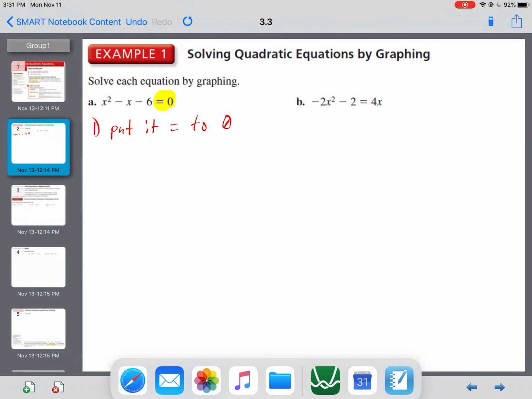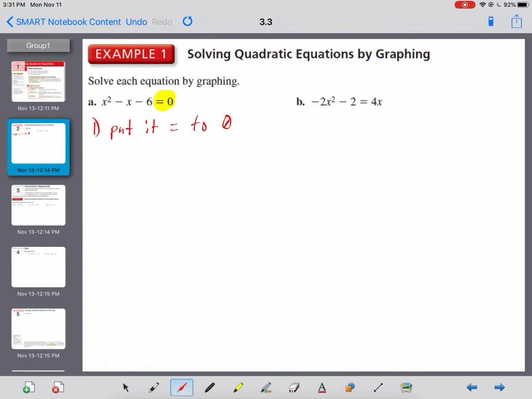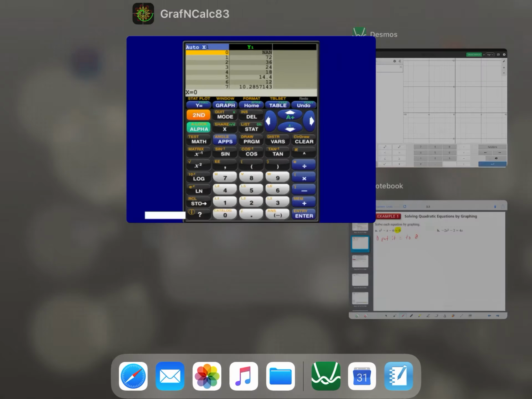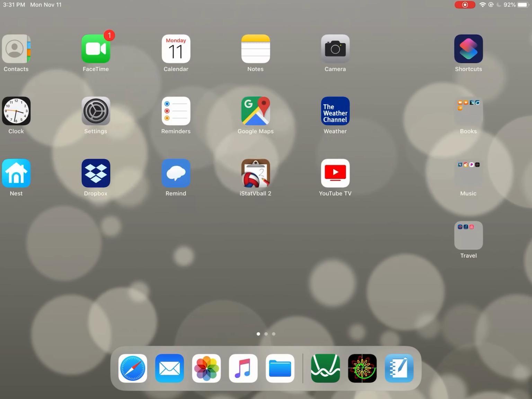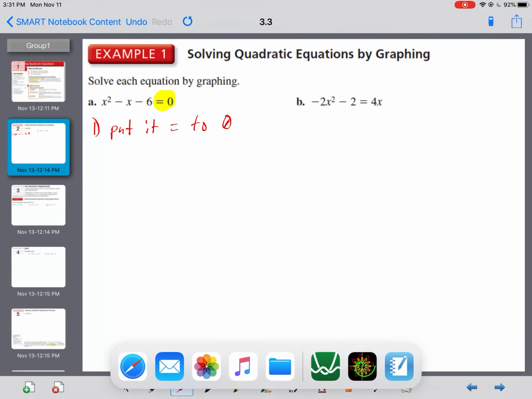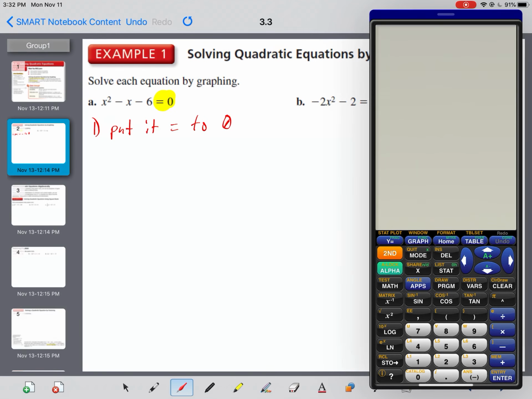So now all we need to do is pull up a graphing thing. Let's see. Double click. Desmos is one of them. That's the easy one. Let's look at TI-83. Okay. Now, what I'm going to try to do here, if I can get back into here. There we go. That's what I was looking for. All right.